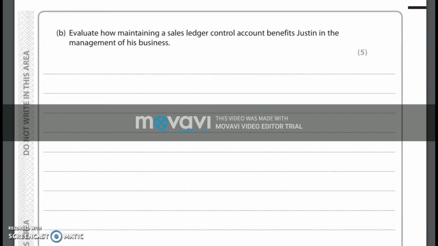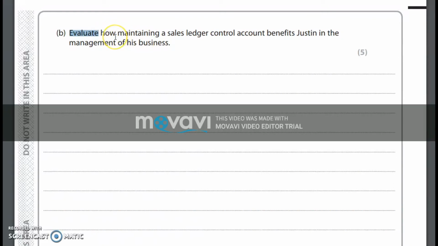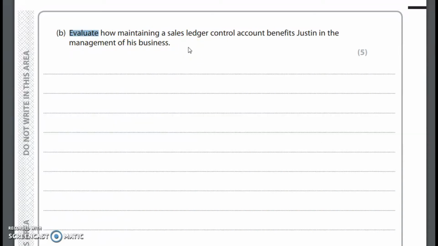Considering part B, it says, evaluate how maintaining a sales ledger control account benefits Justin in the management of his business. So when the question asks us to evaluate, we have to discuss the benefits and the drawbacks, or the good and the bad. But it is asking to evaluate how maintaining a sales ledger control account benefits Justin in the management of his business. So we have to argue on the benefits that the sales ledger control account brings about in managing the business and the pitfalls of it, and then we have to give the conclusion.